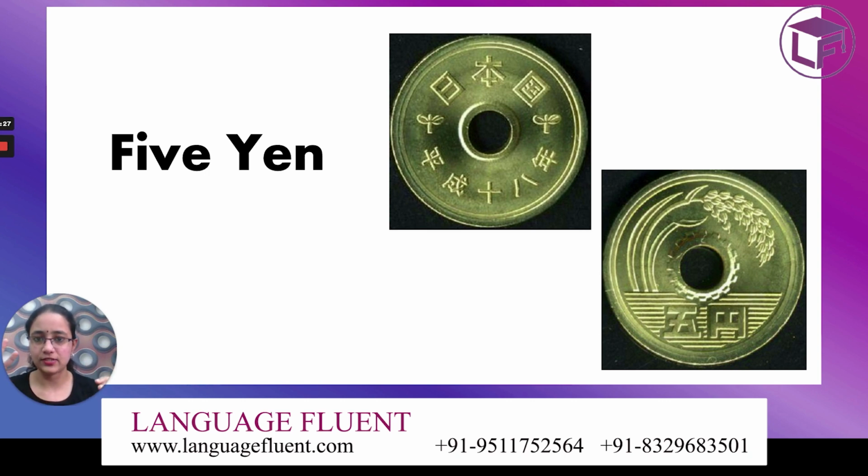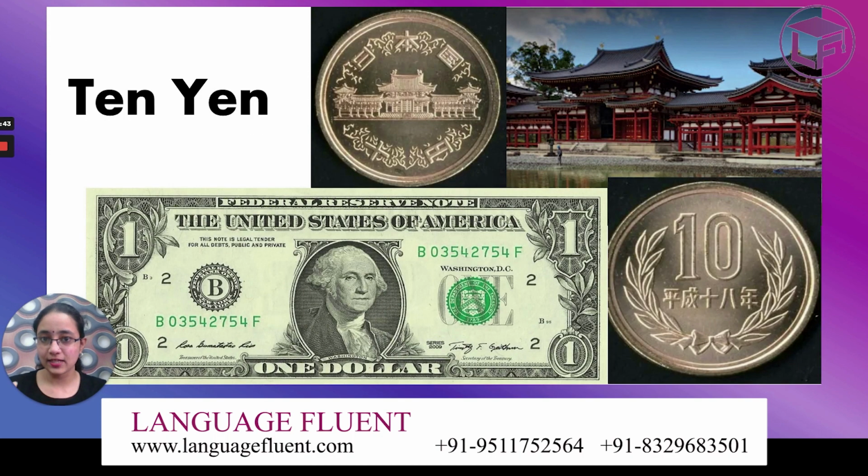So this represents 3 sectors, which are agriculture, industry and fishery, considered to be the 3 main sectors of the Japanese economy. So this is the 5 yen coin. The next one is the 10 yen coin.